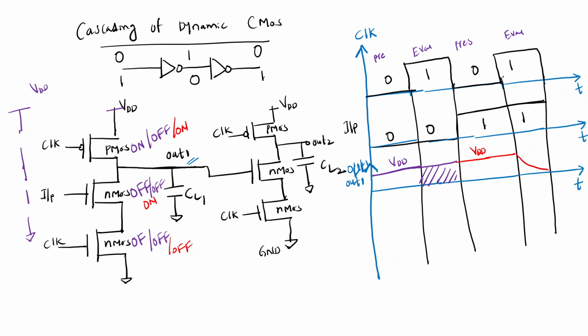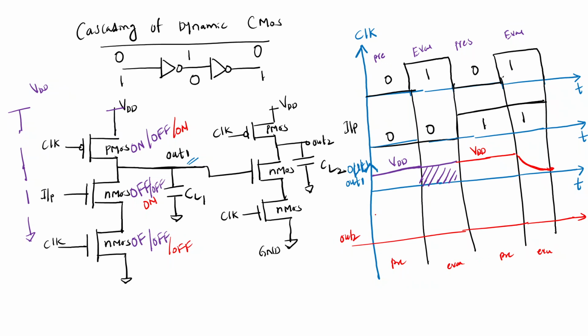Slowly the capacitor will discharge. During this state, output 1 I want to evaluate, and output 2 I need to evaluate. So this is precharge mode, and this is evaluation mode, and this is precharge mode, and this is evaluation. Okay, so what happens?